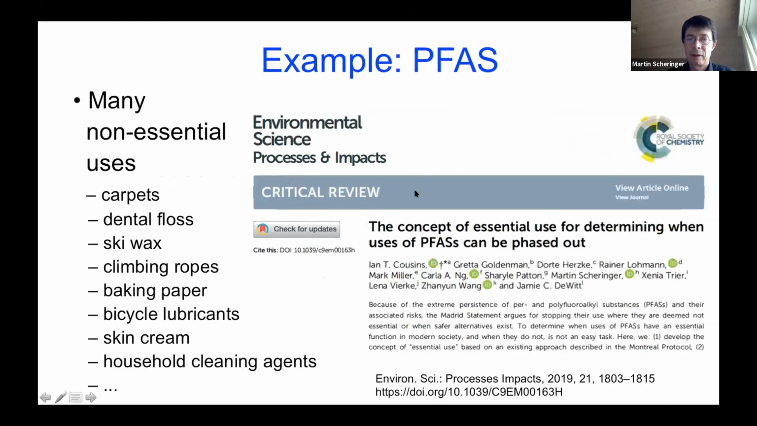So that's another paper. It looks very similar, but it's another paper from the same team, the Global PFAS Science Panel. And we use this concept of essential use to identify which uses of PFAS would be non-essential and may be removed. And these are primarily uses in consumer items, such as carpets, dental floss, ski wax, climbing ropes, baking paper, bicycle lubricants, skin cream, household cleaning agent, and many more. And in these cases, it could be demonstrated that there are alternatives available that make it possible to have all these products with basically the same performance without PFAS. So that's just an example of how this could be done to make a start on this daunting task of understanding this complexity and also then trying to reduce it in a systematic way.